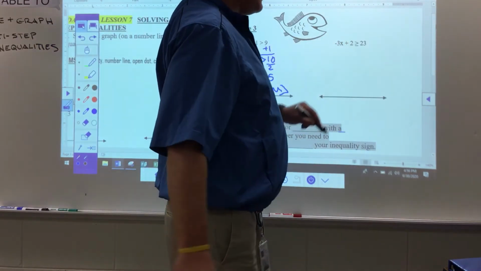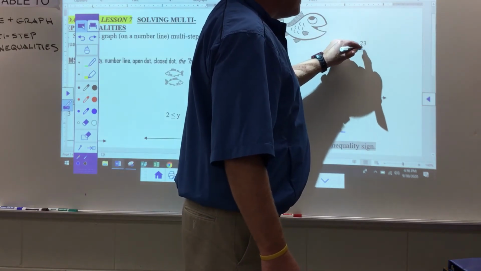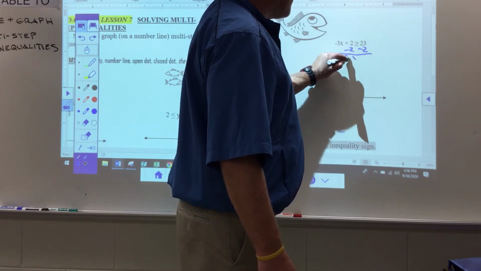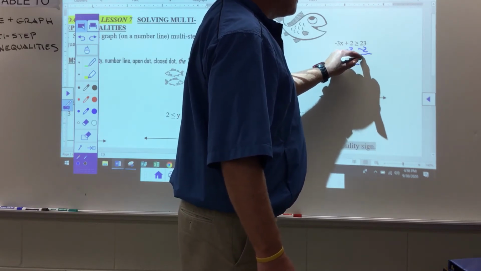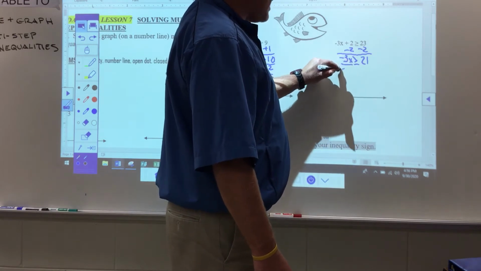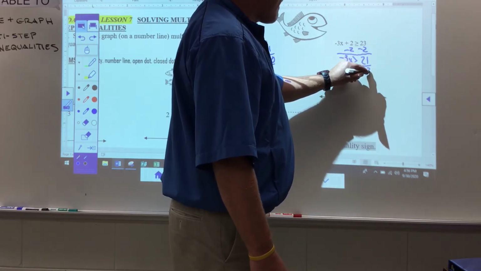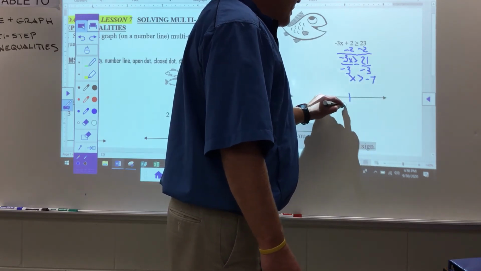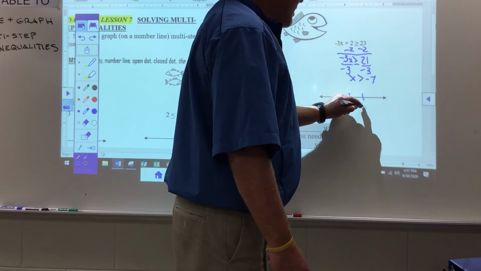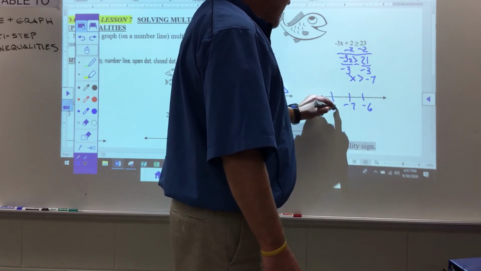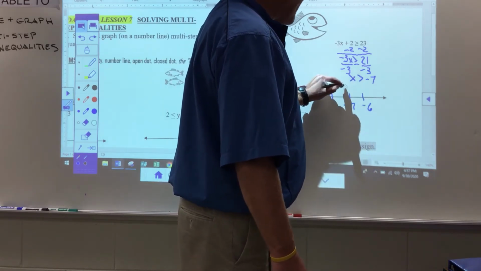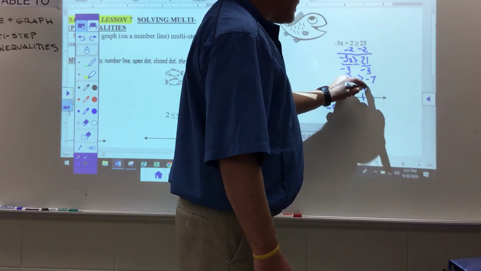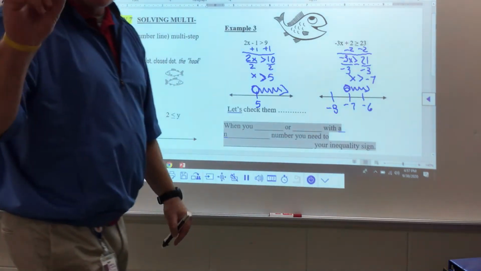Let's look at this guy right here. We go ahead and subtract 2 from both sides. We have 3x greater than or equal to 21. We're going to divide by -3. And we have x is greater than -7. So we're going to put -7 on here. Maybe -6 is right there, -8 is right there. We're going to go ahead and use an open dot. And x is bigger, so we're going to shade to the right. Now, some people are moaning right now, and we'll see why in a second.